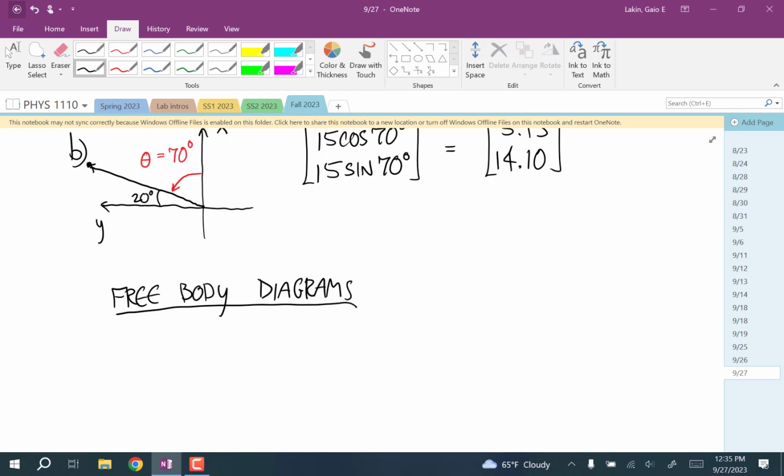Okay, so draw a free body diagram. I want you to draw a free body diagram every time you use Newton's second law. And I'm going to abbreviate free body diagram FBD.